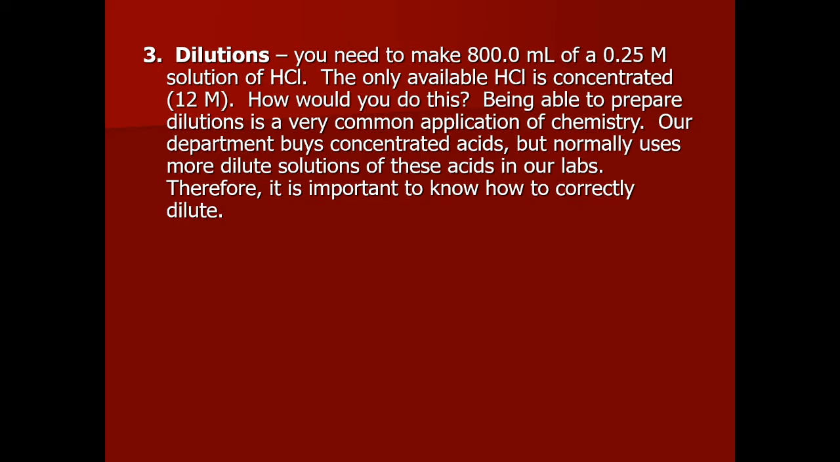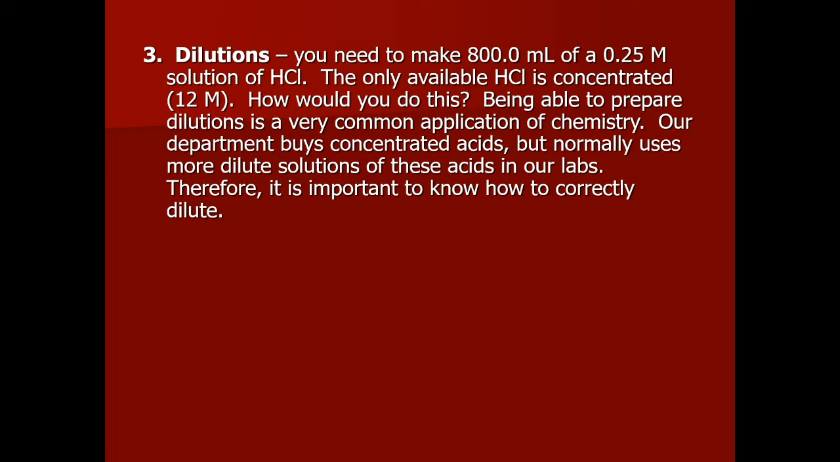So here in our example problem, it says we need 800 milliliters of 0.25 molar HCl solution. The only available HCl is concentrated, meaning it's 12 molar. Generally speaking, there's not a specific molarity that concentrated means. It usually just means it's 12 molar or higher. Giving you 12 molar acid is not an option. That stuff is super strong, and it makes me nervous to handle it. But I have to be able to do this kind of dilution. So how can I do this?